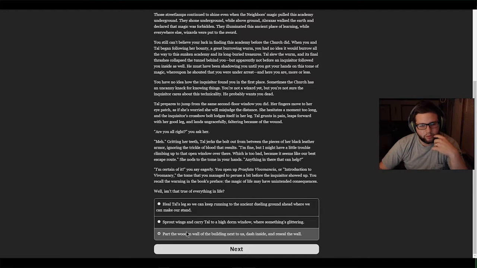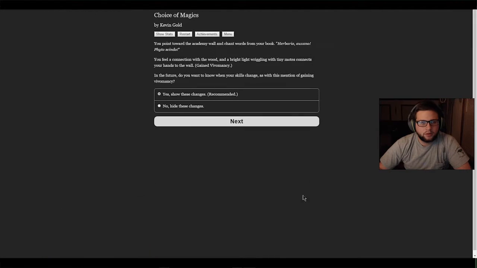I kind of like parting the wooden wall. I think that's really cool. Let's try that. Let's try to part the wall. You point toward the academy wall and chant words from your book.